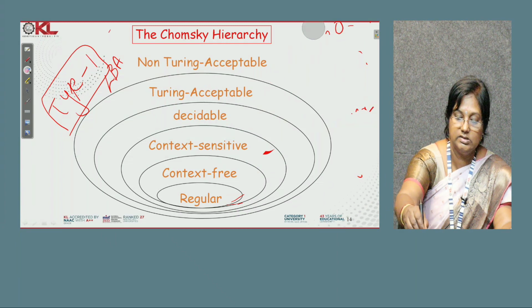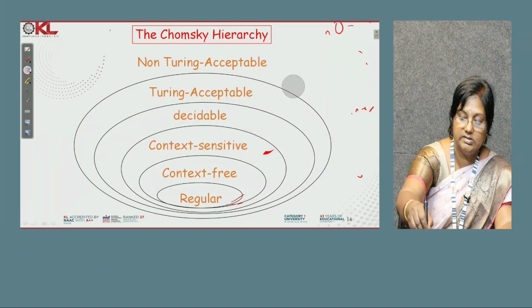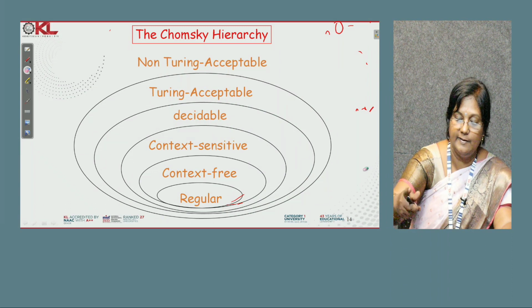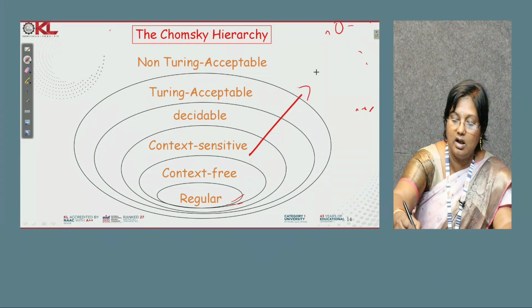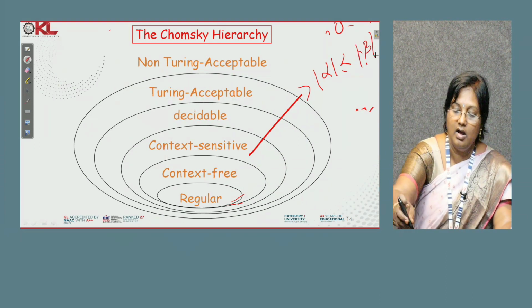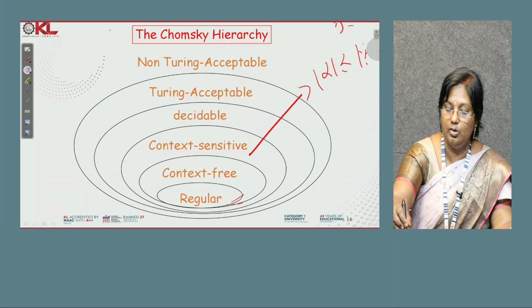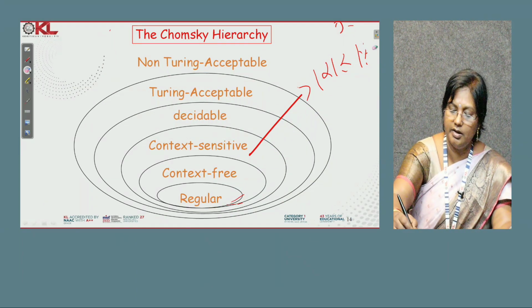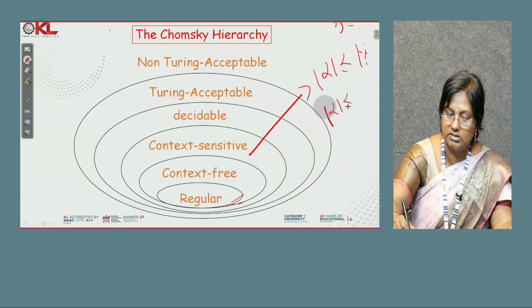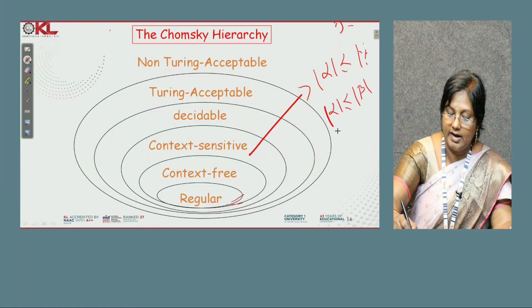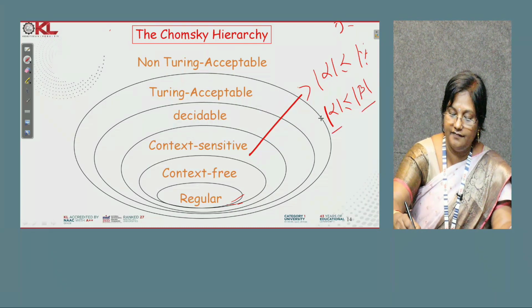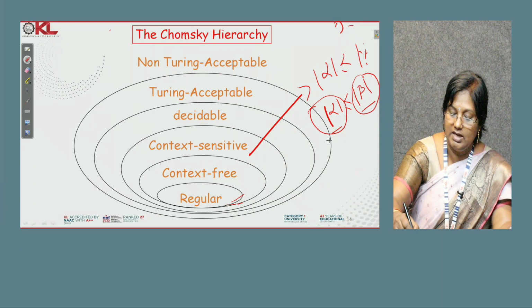So let us see what this context sensitive grammar is. In context sensitive grammar, there is some restriction. The grammar will be of the form alpha implies beta, where the length of alpha is always less than or equal to the length of beta. This is called the left hand side of the grammar and this is called the right hand side of the grammar. The length of the left hand side should always be less than or equal to the length of the right hand side of the grammar.